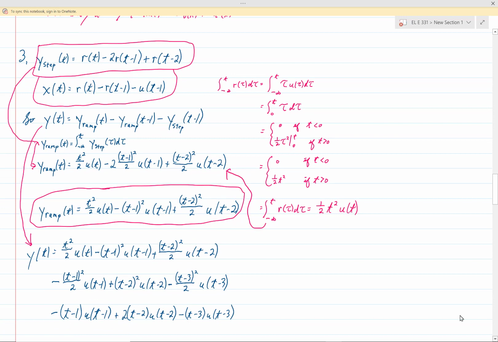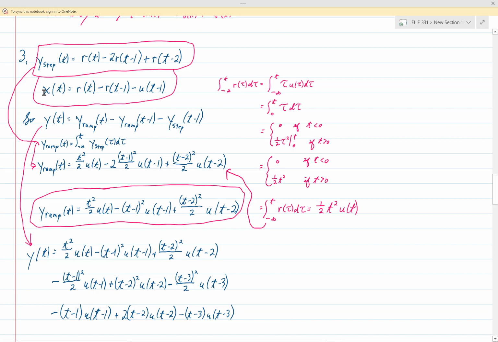Okay, so here is the work for problem 3. And so as we just said, y step of t, which is that picture that was given, if we want to put it in terms of singularity functions, that's r of t minus 2r of t minus 1 plus r of t minus 2.